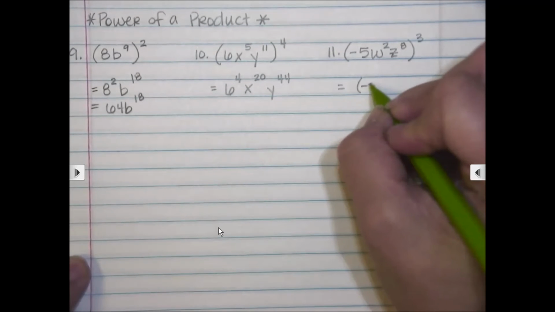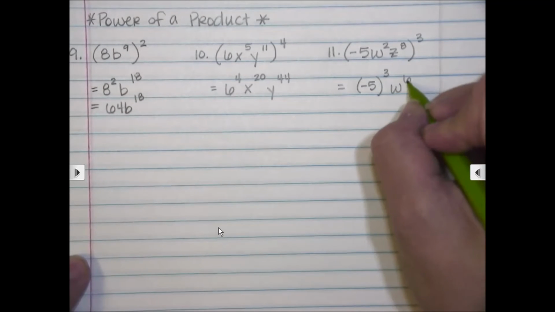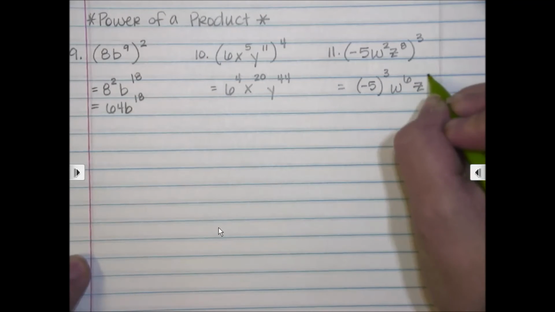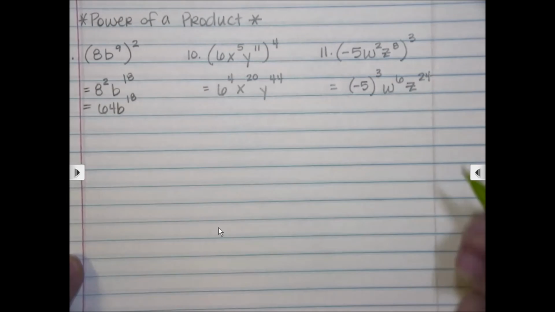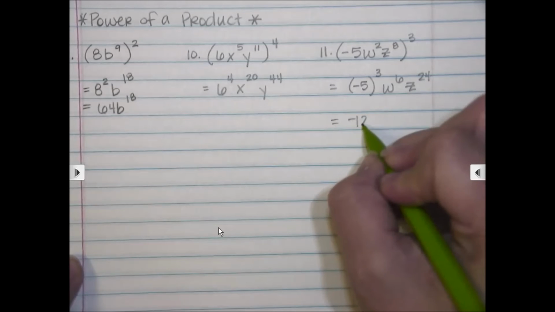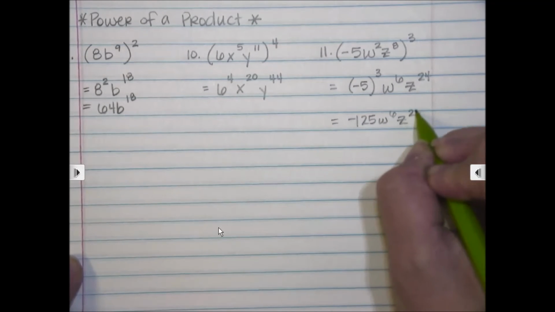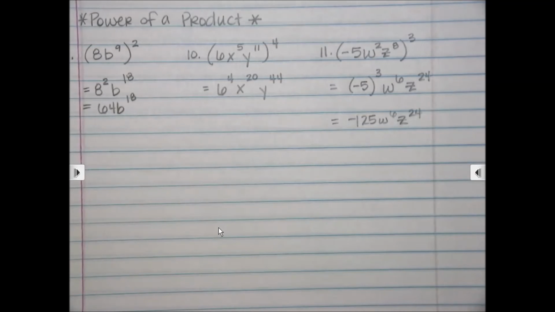Alright, this is -5 to the 3rd power, w to the 6th, z to the 24th, and I believe this is going to be negative, what, 125? Yes. Alright. We feeling pretty good?